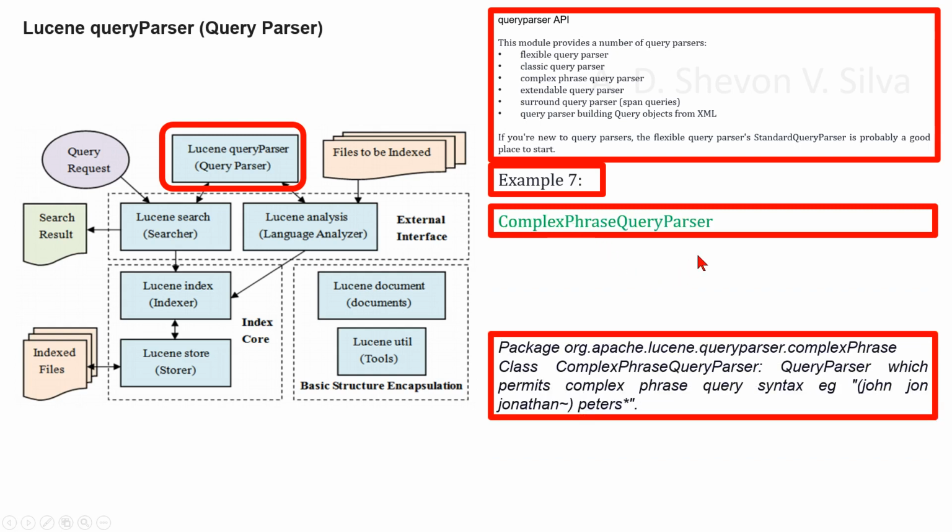Now we are considering class ComplexPhraseQueryParser, in package org.apache.lucene.queryparser.complexPhrase, which permits the complex phrase query syntax. For example, this one: (john jon jonathan~) peter*.